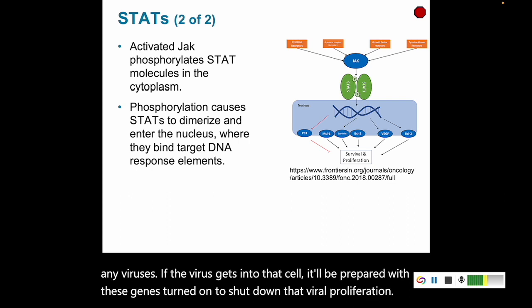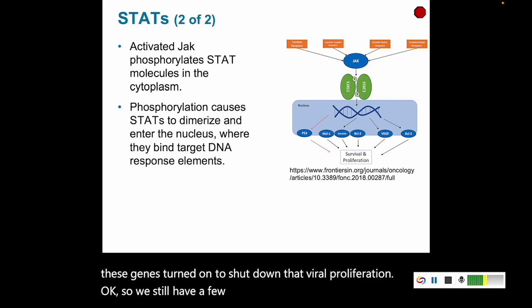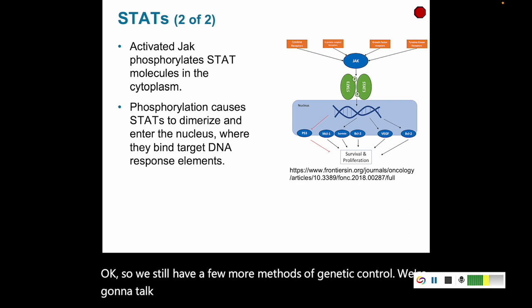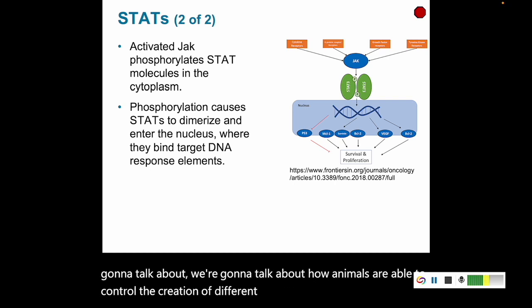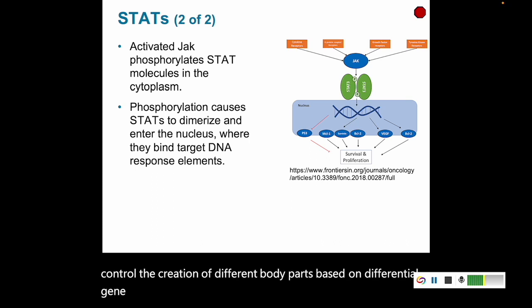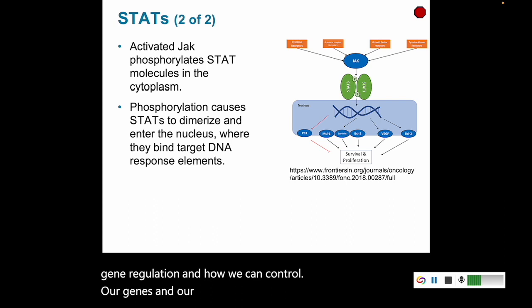Okay, so we still have a few more methods of genetic control we're going to talk about. We're going to talk about how animals are able to control the creation of different body parts based on differential gene regulation, and how we can control our genes and our proteins downstream from transcription.